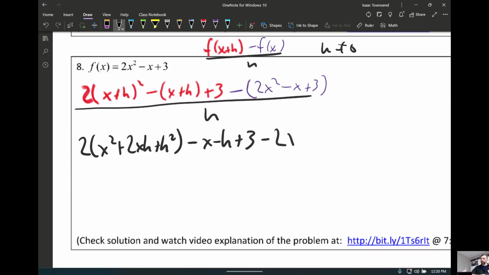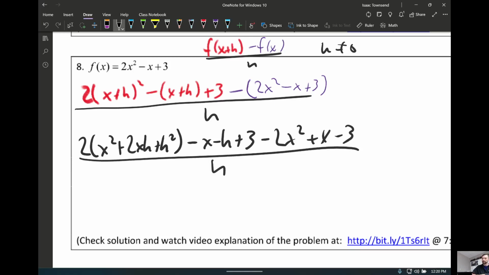Distribute a negative, distribute a negative. Since I didn't distribute this 2, I'm going to go ahead and do it now. And I'm going to cheat a little bit. I'm just going to put it right above here. You know the last step is supposed to be canceling out h's. So when I cancel stuff out in a second, if there's some stuff left over that does not have an h in it, that's a red flag that you misfoiled or misdistributed or something.